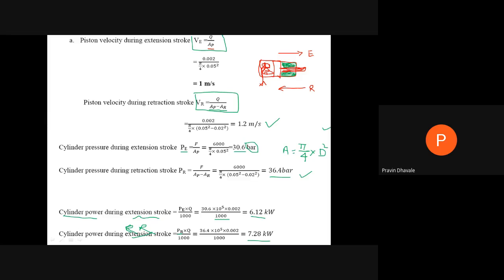Any problem? Is it over? Have you calculated the cylinder power? Okay. Any problem for this example? Any doubt?